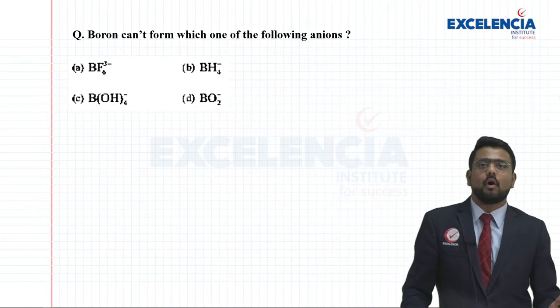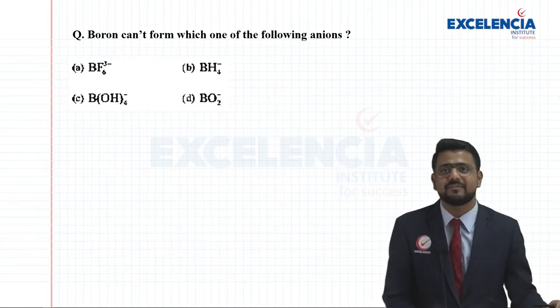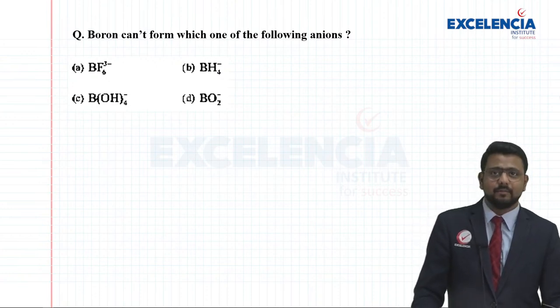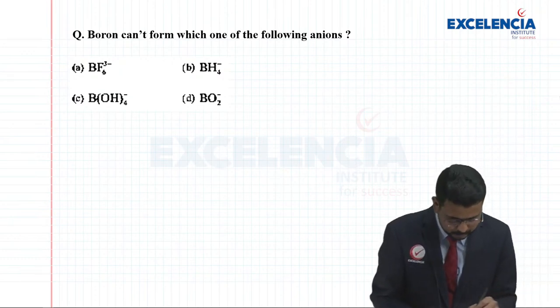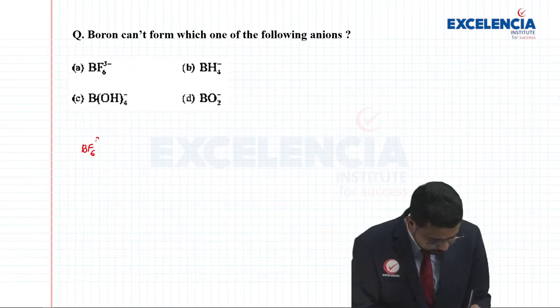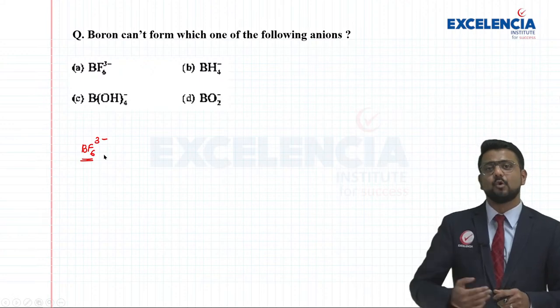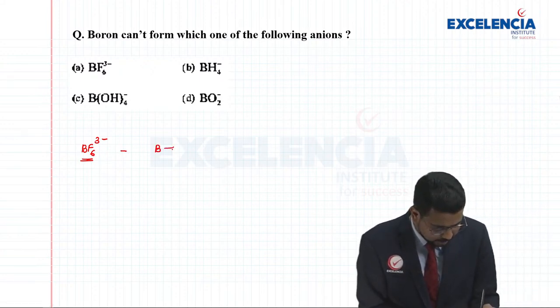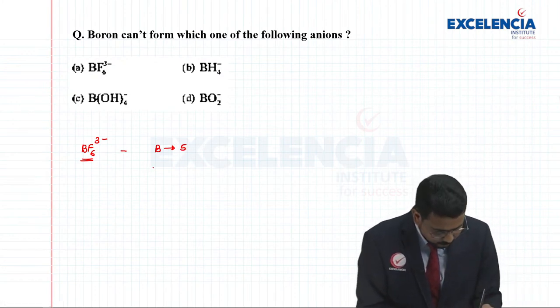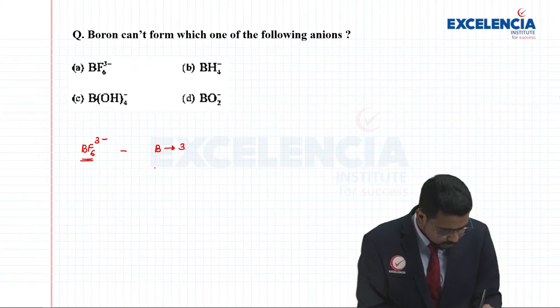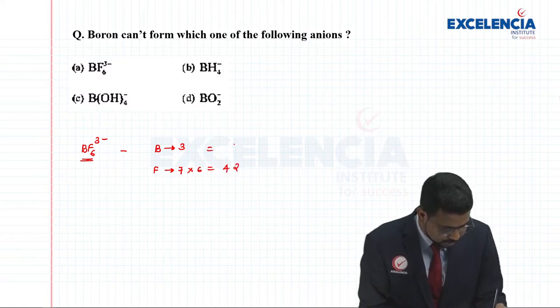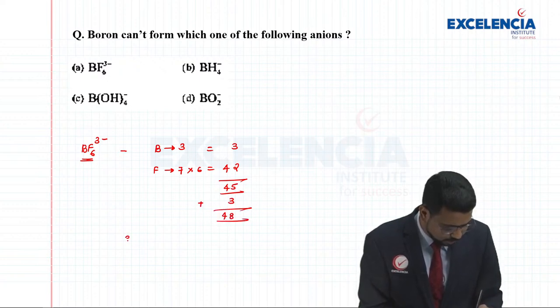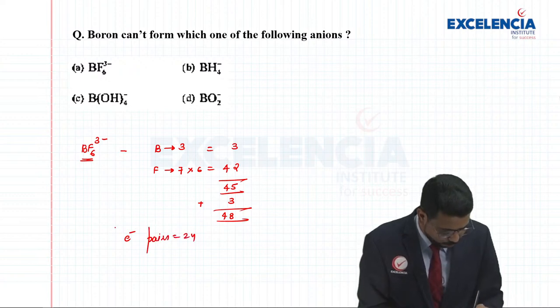Boron cannot form which of the following anions? Here you have BF6 3 negative, BH4 negative, B(OH)4 negative, and of course BO2 negative. Now, if you have a close look at the very first structure, BF6 3 negative, and we try to draw its Lewis structure: boron has 3 outermost electrons, and fluorine has 7 outermost electrons, right? So multiplied by 6, this is 42, plus 3 is 45. You are going to add 3 more electrons, so overall there are 48 electrons. So the number of electron pairs here will be 24, right?